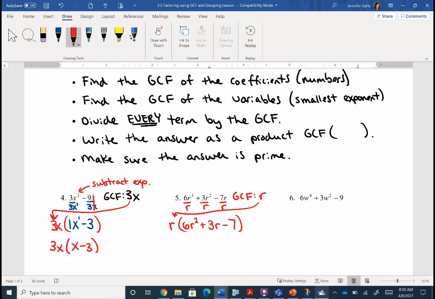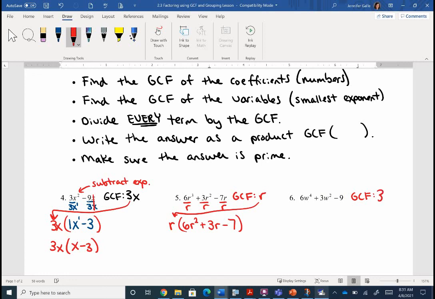Let's try one more together. I want to give you guys a couple to try before I turn you loose for practice. All right, let's look at number 6. The numbers, we have 6, 3, and a 9. Do they have anything in common? What do you think, guys? 3, yeah, 3.